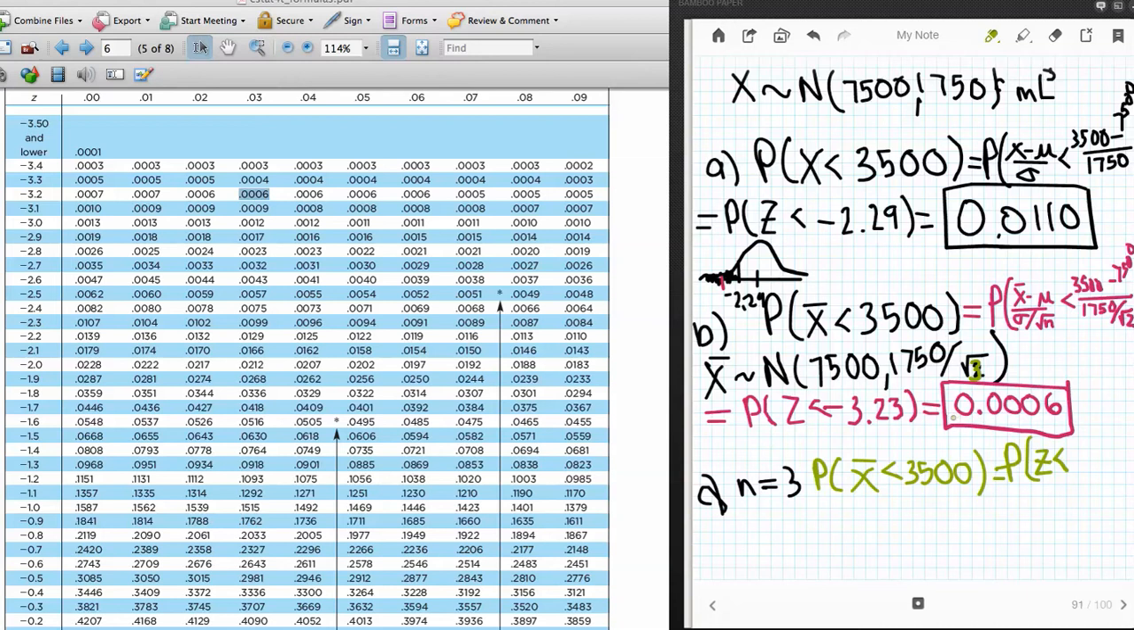So we have 3,500 minus 7,500 divided by 1,750, and then we multiply that by the square root of 3. And that will give us our value this time around, which looks like a negative 3.96. So the way that I got this was exactly the same way that I got this one, except I had a 3 there instead of a 2.